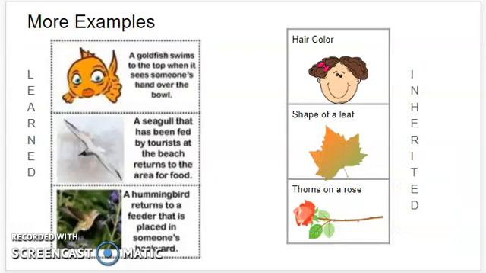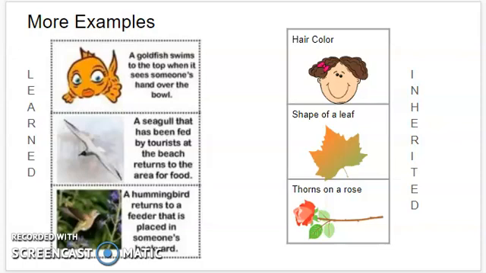All right, so I wanted just to summarize quickly some more examples. So the three on the left are learned behaviors. The top one says, a goldfish swims to the top when it sees someone's hand over the bowl. Well, fish figure out real quickly when their owner grabs that fish food and then they reach up to the top and sprinkle a few bites in. Through observation, sight, the fish figure out, when this person comes near me and grabs this container, I'm about to get food. And they know they need to swim to the top.